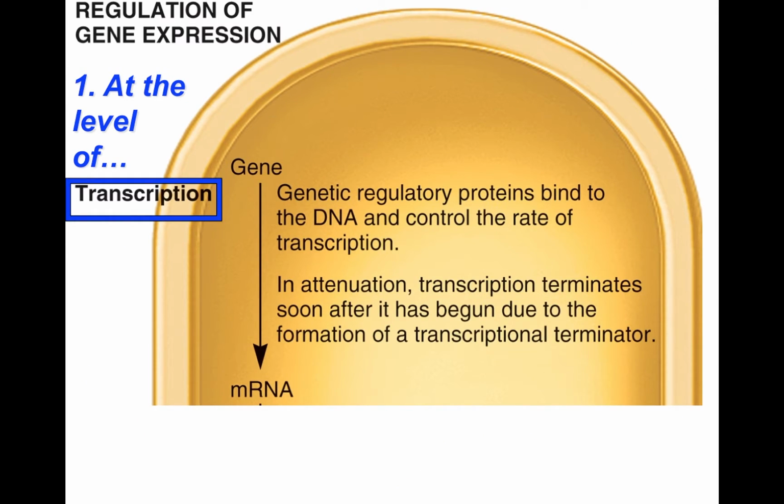At the level of transcription, when you first transcribe a gene into RNA, genetic regulatory proteins can bind to the DNA and control the rate of transcription. In attenuation, transcription terminates soon after it has begun due to the formation of a transcriptional terminator.